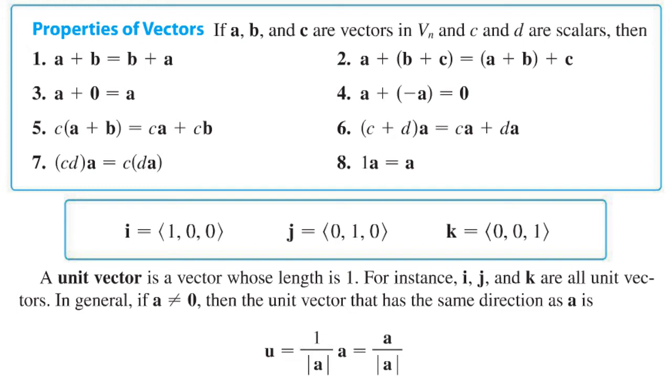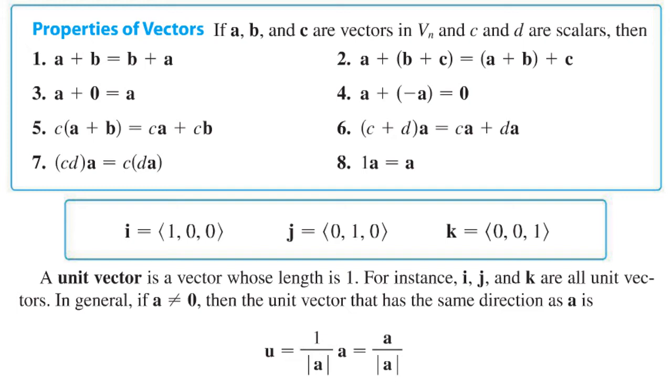And then you have your ijk vectors. These are very popular in your physics engineering type classes. The vector i is the vector 1, 0, 0, j is 0, 1, 0, and k is 0, 0, 1. And so we could write every vector in what we call ijk notation.